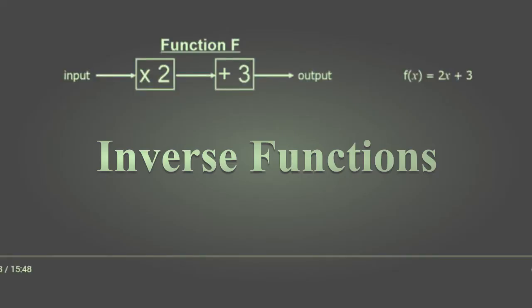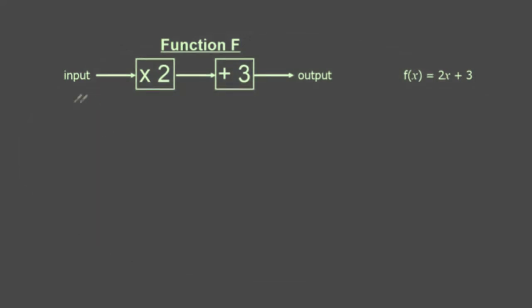Here we have a function f which takes one input, multiplies it by 2, then adds 3 to get an output, or f of x equals 2x plus 3. When we are looking for an inverse function, we are looking for the function that does the opposite to this function. So let us look at a few inputs.